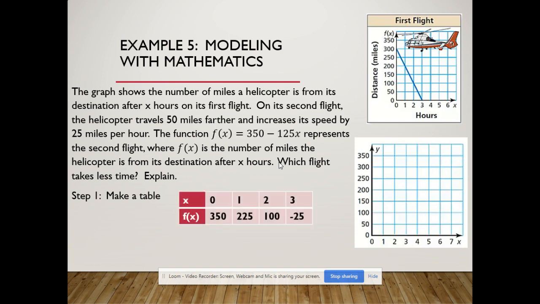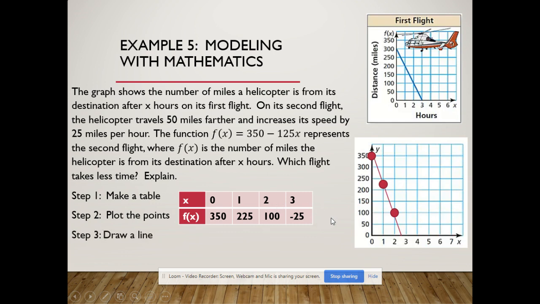So we're going to make a table. We've got these values, 0, 1, 2, 3, and all I did here is I put these numbers into this function. So when x was 0, 350 minus 125 times 0 was 350. When the hours was 1, 350 minus 125 times 1 is 225. So let's start graphing those points. 0, 350; 1, 225; 2, 100. The next one has a negative, so it would be off.